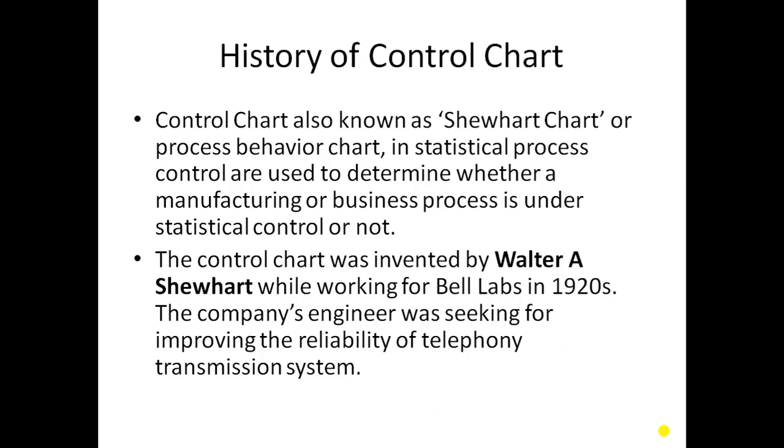Now, history of the control chart. The control chart is also known as the Shewhart chart or process behavior chart. In statistical process control, they are used to determine whether the manufacturing or business process is under statistical control or not. The control chart was invented by Walter A. Shewhart while working at Bell Labs in the 1920s. The company's engineer was seeking to improve the reliability of the telephony transmission system.